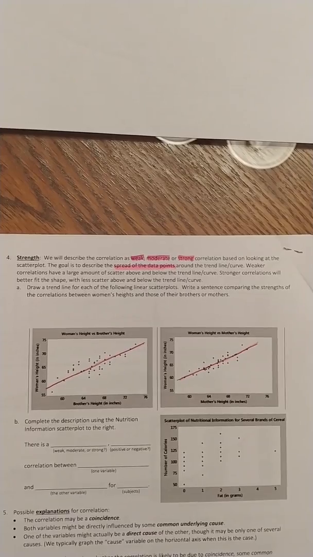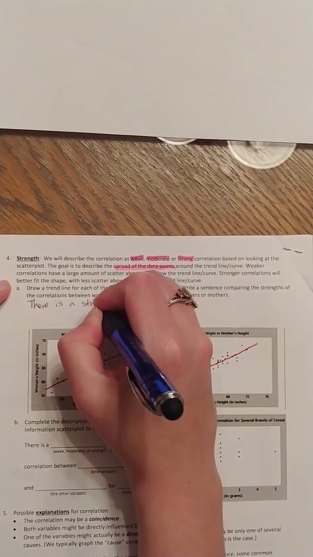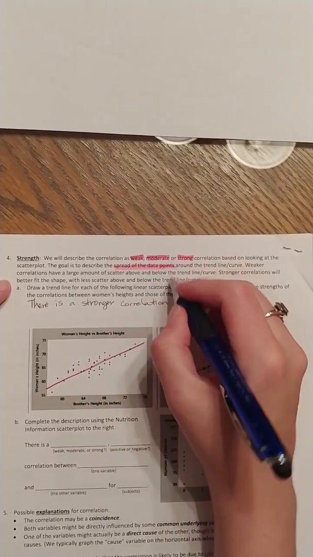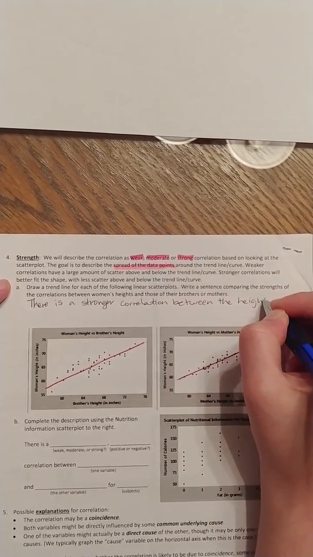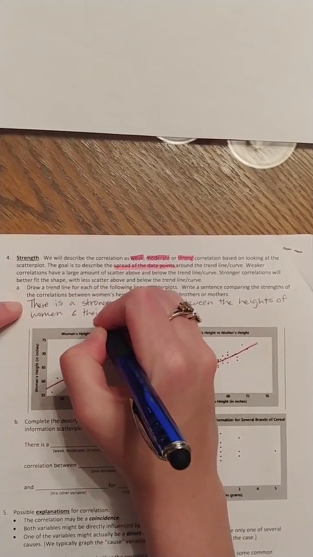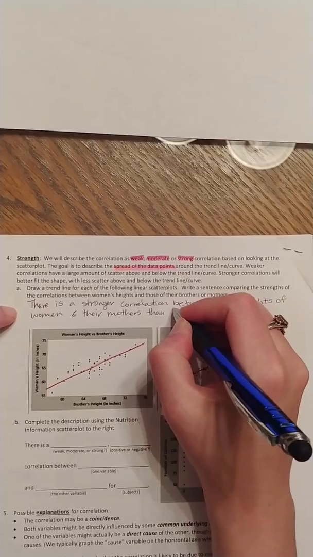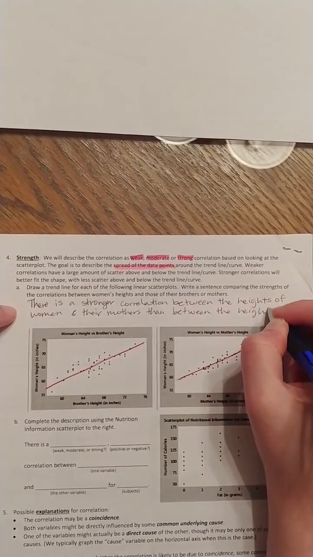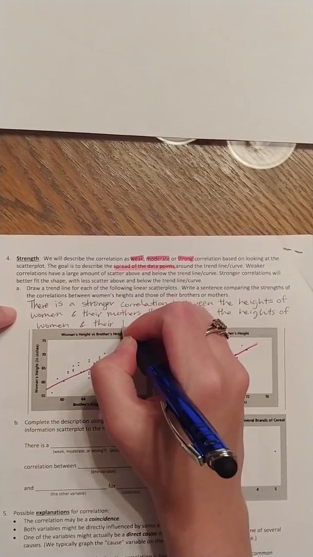So how could we write this? We could say something like, there is a stronger correlation between the heights of women and their mothers than between the heights of women and their brothers.